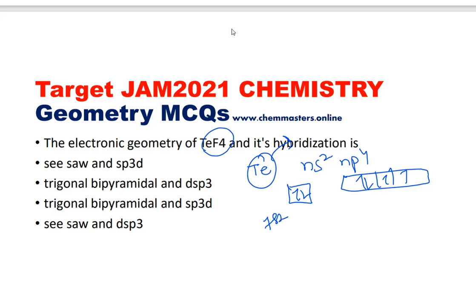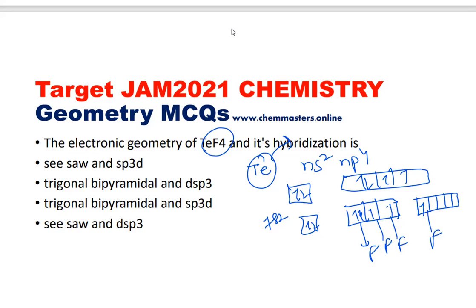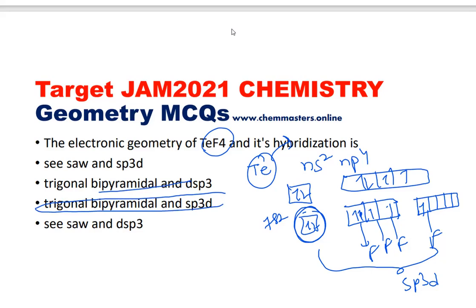Now in its first excited state, the electron from this p enters into the empty d orbital, right? Now the 4 fluorines can make sigma bonds. Here you can see it is an sp3d hybridized molecule with one lone pair of electrons. Okay, so that's why here it should be trigonal bipyramidal with sp3d hybridization.